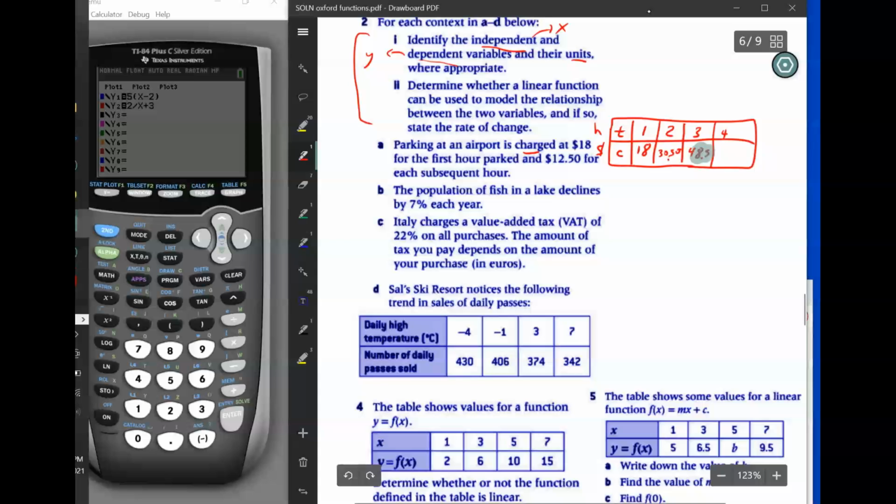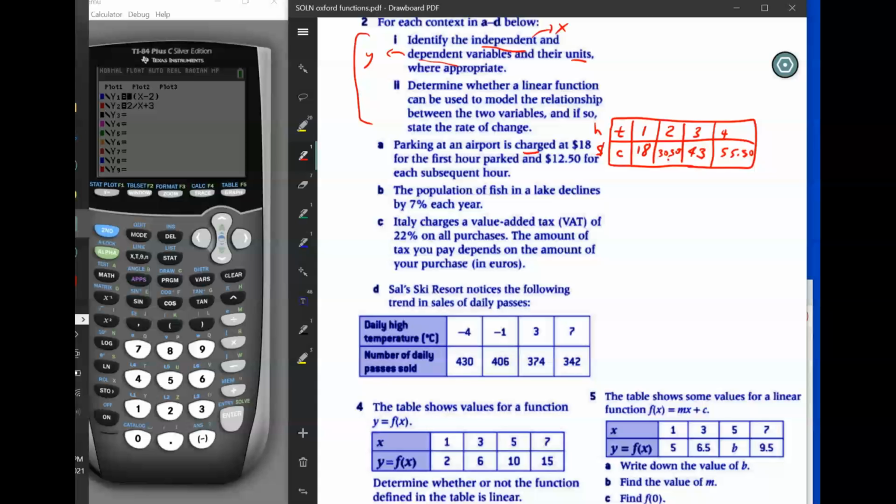And for 3 hours parked, it would be $12.50 plus $30.50, so that would be $42.50 plus 50 more cents, $43. So $43 for 3 hours parked. 4 hours parked, we would add $12.50 again, so it would be $55.50. I'm adding these in my head, and I hope I'm not making any mistakes.